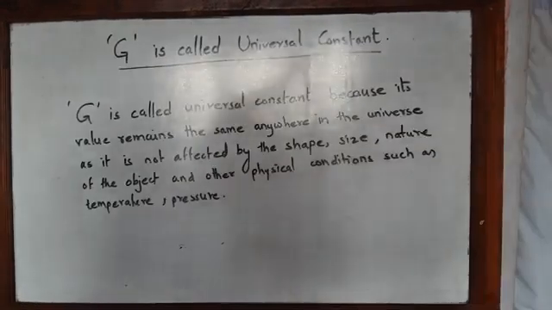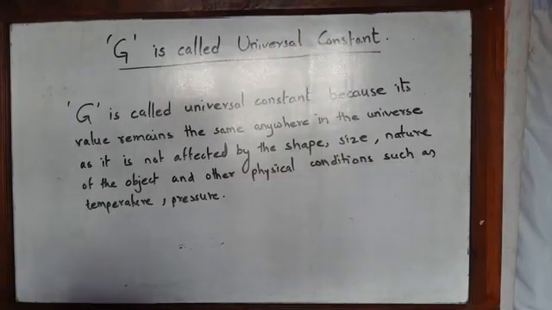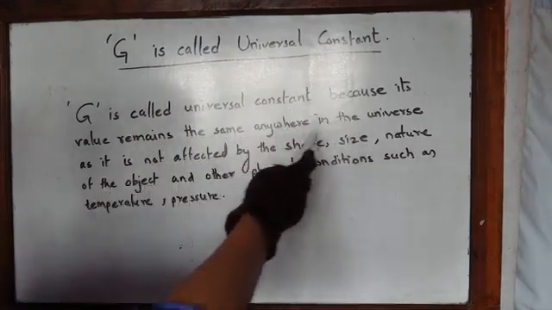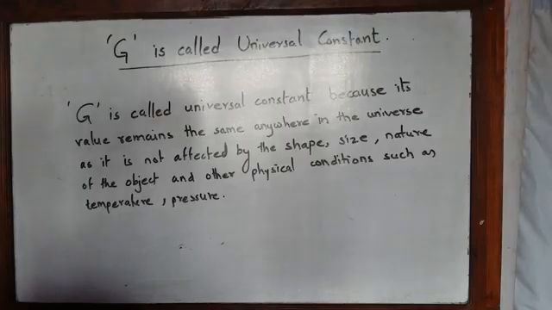As I already mentioned, the gravitational constant is also called the universal constant. But why is it called the universal constant? Here is the answer. G is called the universal constant because its value remains the same anywhere in the universe. Its value does not change, as it is not affected by the shape, size, and nature of the object and other physical conditions such as temperature, pressure, humidity, density, gravity, and many more. So it is not affected by any of these.